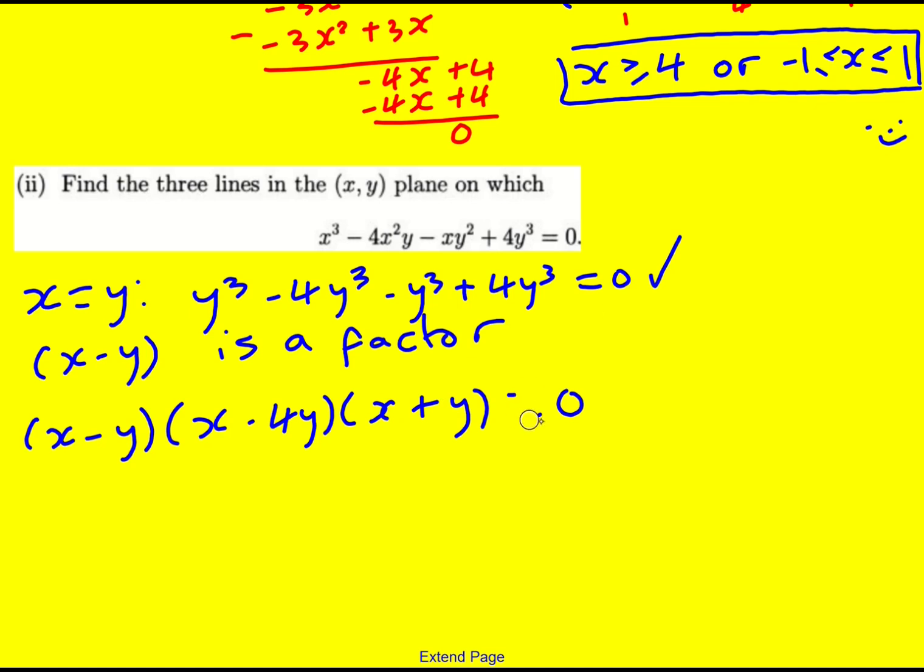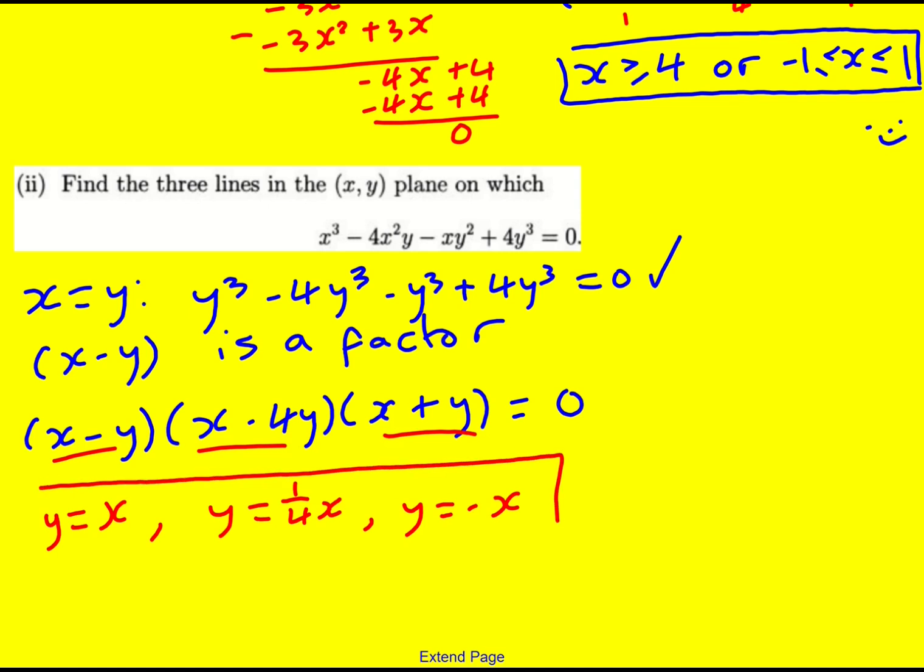Just realized, sorry, it's equal to 0. And we can solve this in a very similar way. We're either going to get y equal to x when this is 0, or y equals a quarter x when the second term is 0, or y equals minus x. Those are our 3 lines that will satisfy this equation.